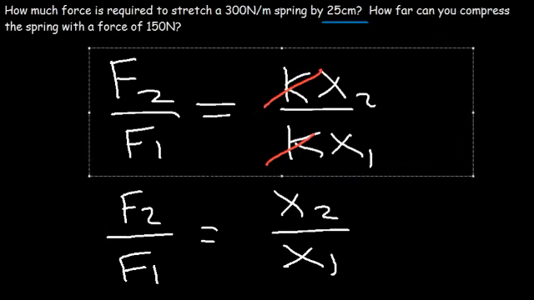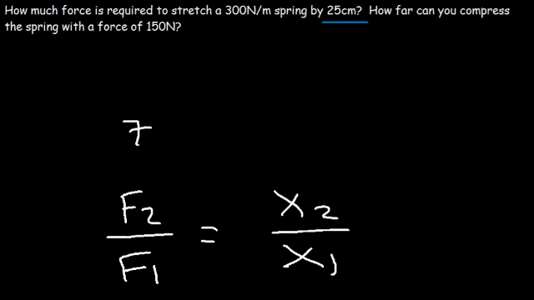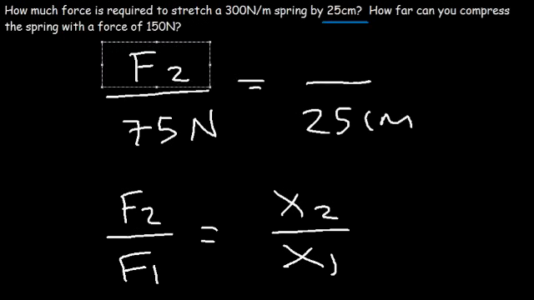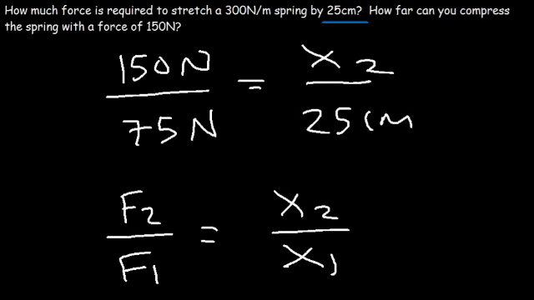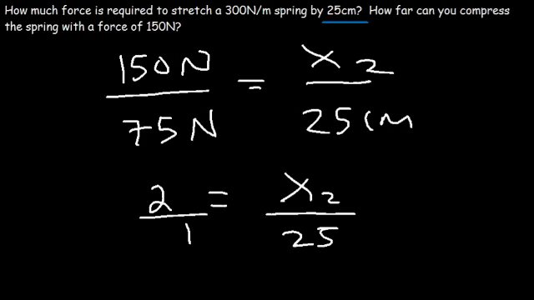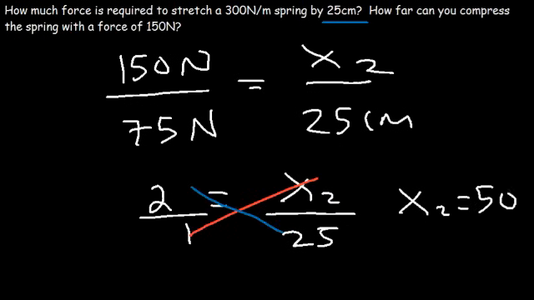Let's say F1 is 75 newtons, and we're looking for F2. X1, the distance that corresponds to 75, is 25 centimeters. Actually, we're not looking for F2, we have F2. F2 is 150. We're looking for X2. 150 divided by 75 is 2. And at this point, we can cross multiply. So X2 is equal to 2 times 25, which is 50.